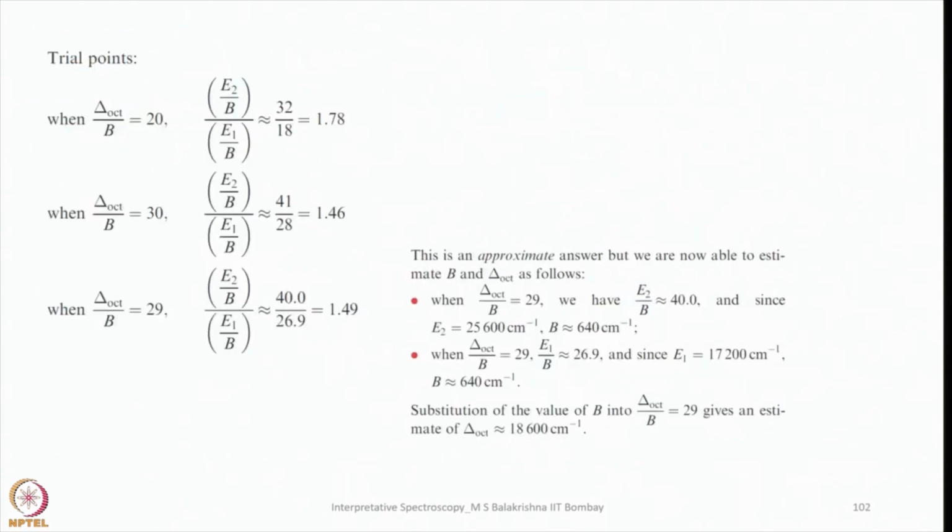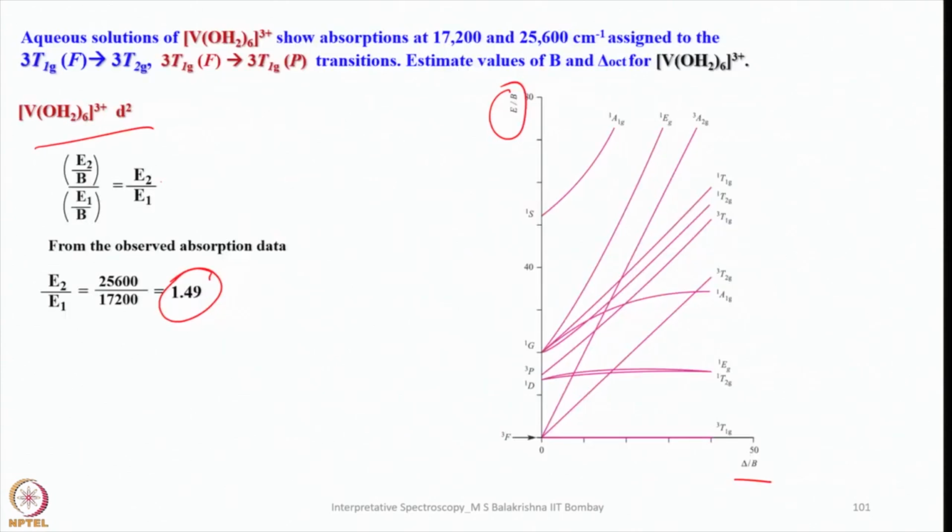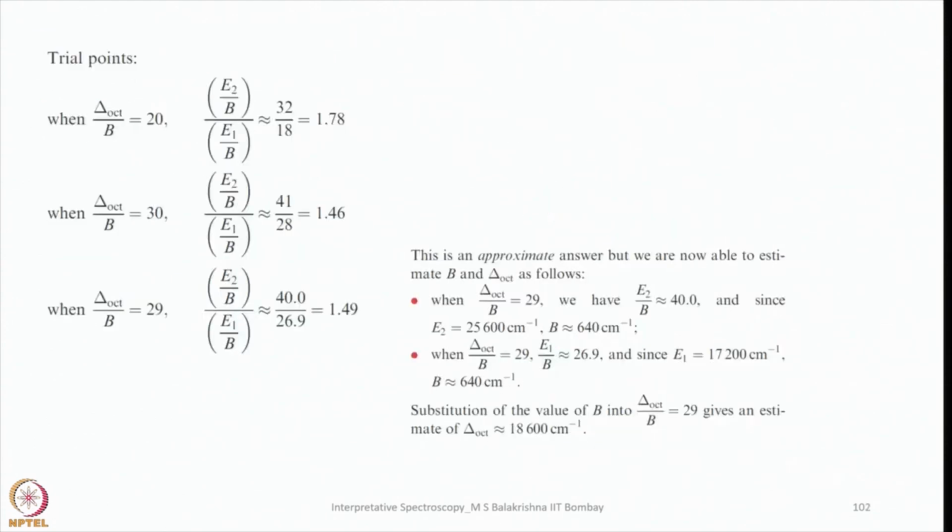In order to get that 1.49, you have to do trial points here. You have to consider different points for the delta value, considering the ground state as well as the excited state between which the electronic transition is happening, that means 3T1g to 3T2g and 3T1g to 3T1g(P). Keep on doing this by trial. For example, when this value is 20, what would happen? At this value, what is E2 by B and E1 by B for these 2 levels between which the electronic transition is taking place? You can find out from the plot approximately and get the value here.